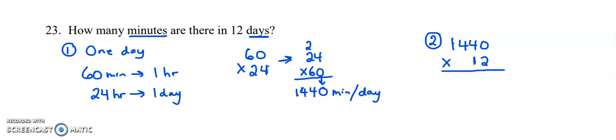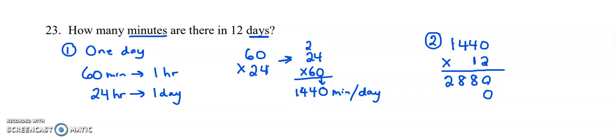So I'm going to go ahead now. First row, 2 times 0 is 0. 2 times 4 is 8. 2 times 4 is 8. And 2 times 1 is 2. For my second row, I must remember to place a 0 to hold the ones place.